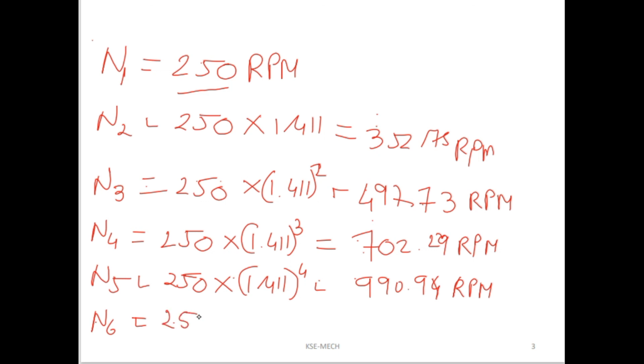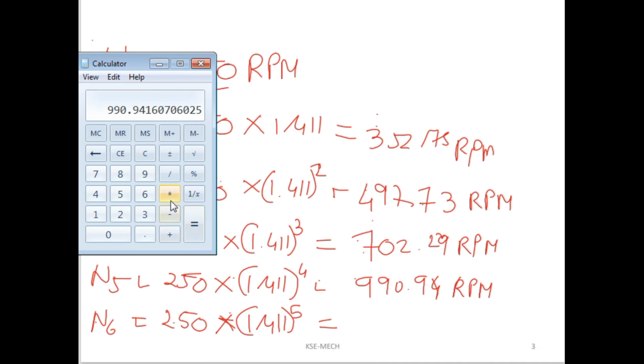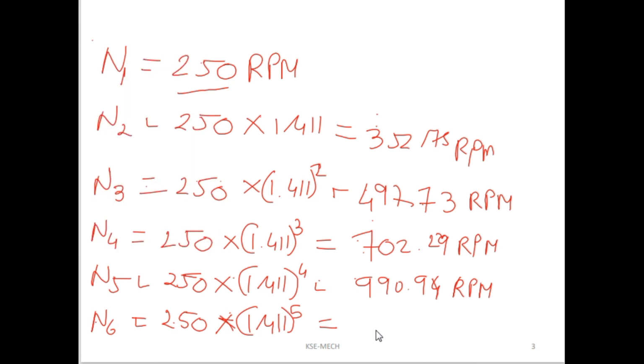So again we will take the minimum speed into 1.411, raised to 5 times. Again I will show you. Multiplying by 1.411, that will be 1398.21, so that is approximately 1400 rpm. As I told you, the last speed that you will be getting will be nearer to the maximum speed that was given in the numerical, almost equal to 1400 rpm.